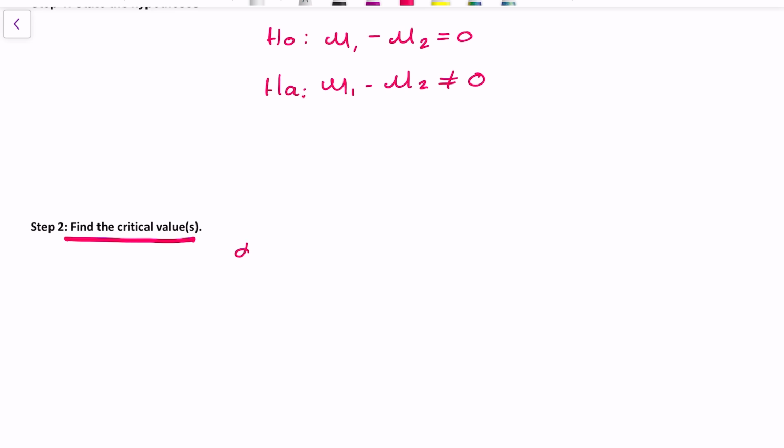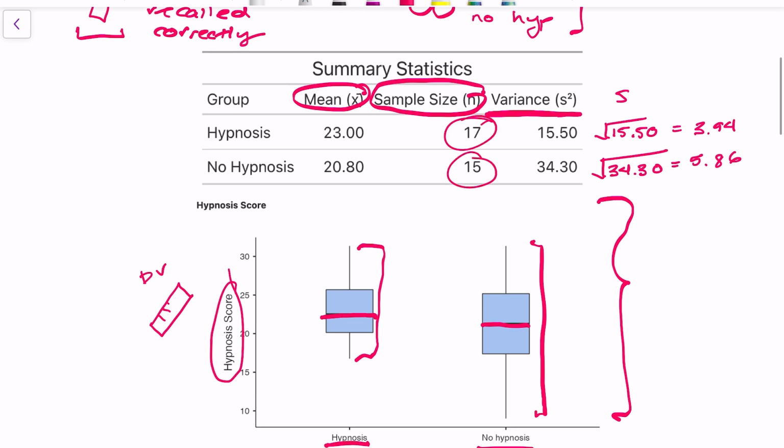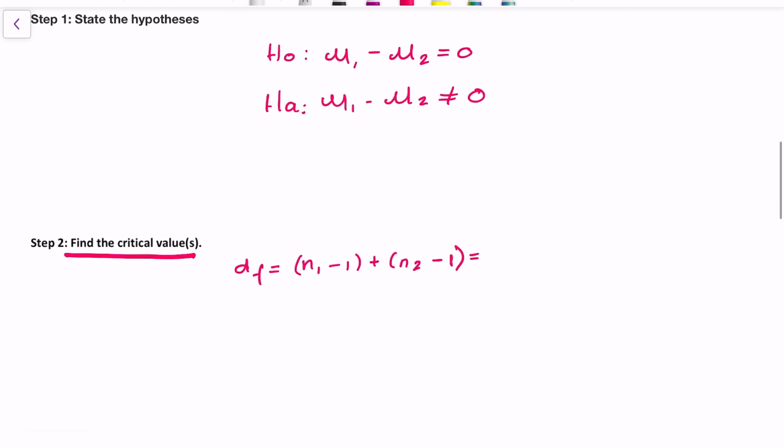For our critical value, we need our degrees of freedom: n1 minus 1, plus n2 minus 1. So my degrees of freedom, let me show you where the n's are. They're going to be here, 17 and 15. So when we do this calculation, it's actually 30. Our alpha is going to be 0.05. And remember, it's a two-tail test.